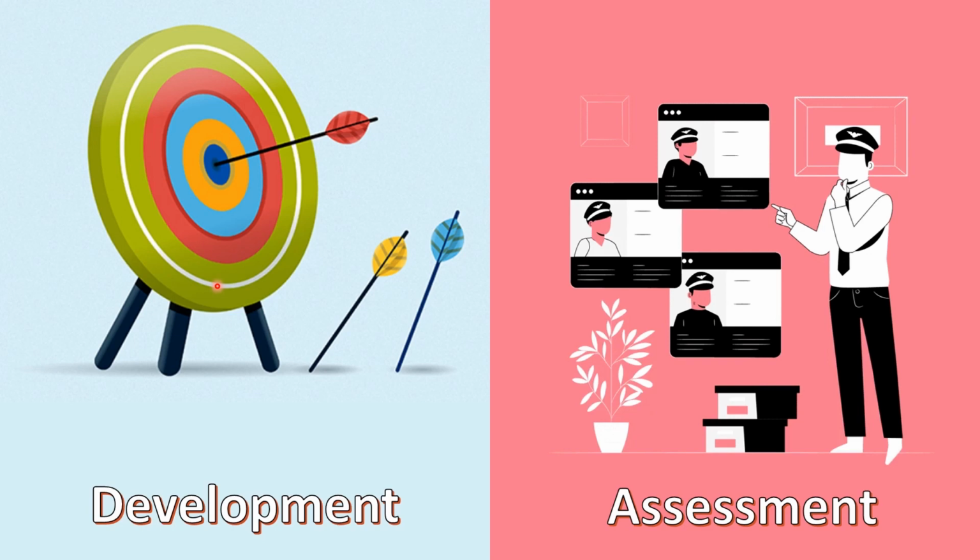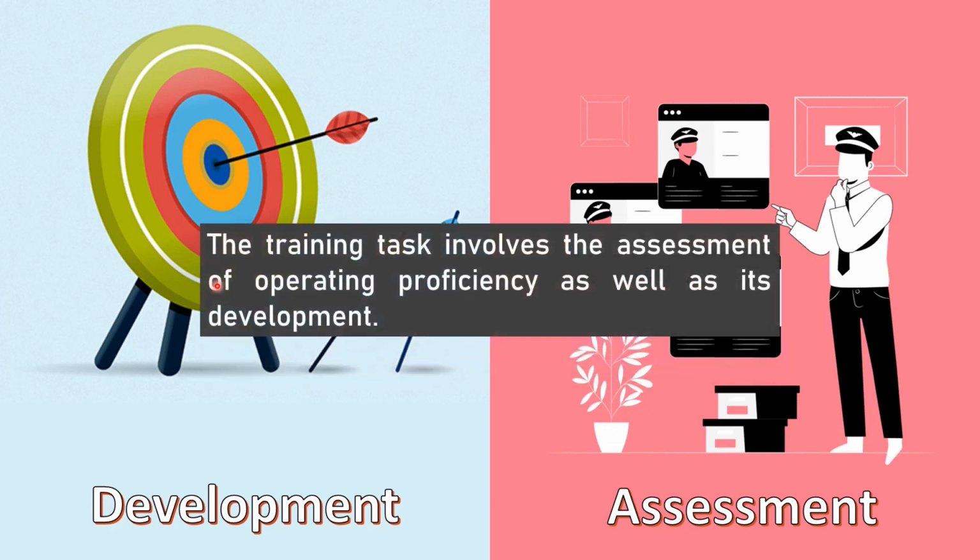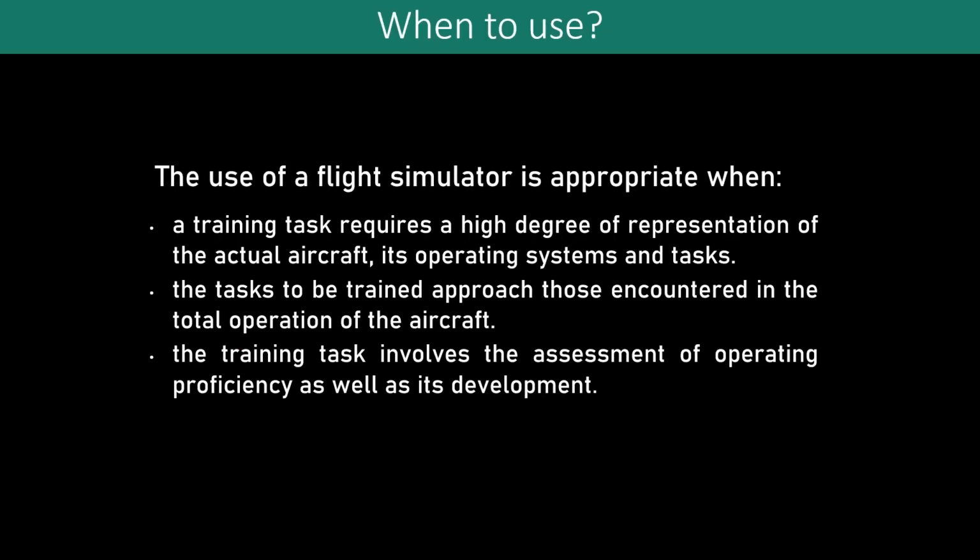A lot of questions have been asked about whether he made the right decision or not. All the things have been examined. The main thing I'm trying to say is, in critical situations the flight crew members need to take the correct decisions. For that purpose also we need good flight simulator training. That's the third thing. The training task involves the assessment of operating proficiency as well as its development. Okay, these are the 3 points.